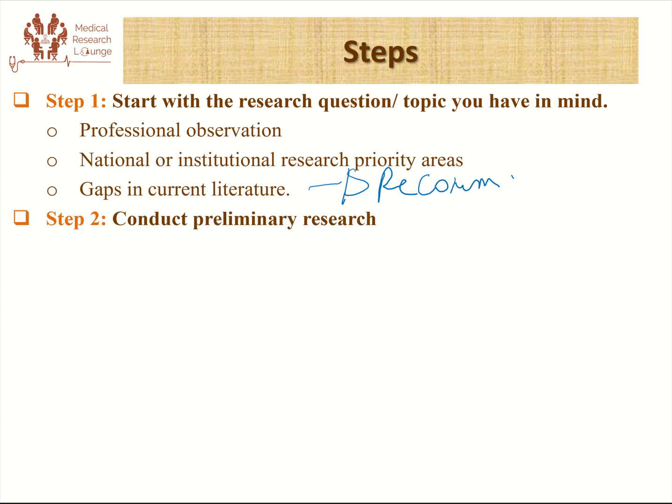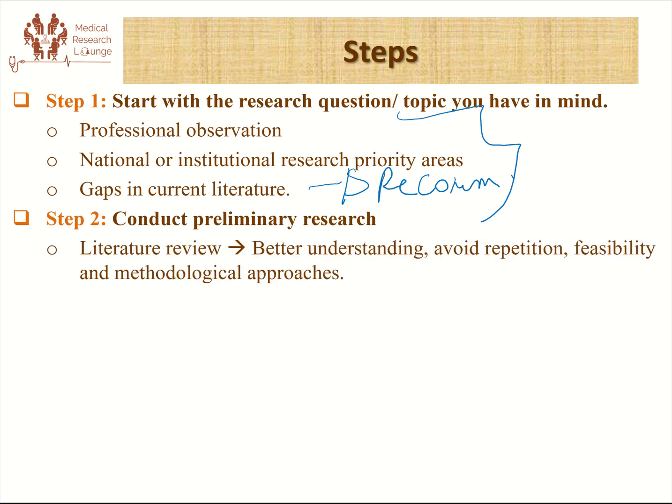So after settling your research question by using one of these 3 methods, you have to conduct a preliminary research. That means you have to do a thorough literature review. By doing a literature review, you can get different benefits. The first one is you'll have a better understanding of the problem. You'll learn how other people have designed their research question and how they have handled it.